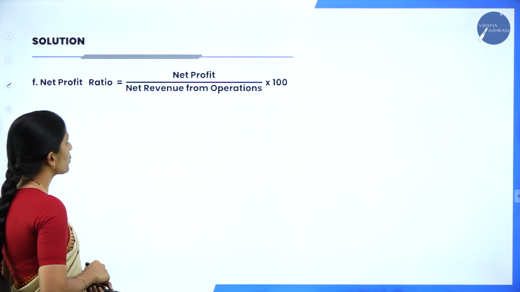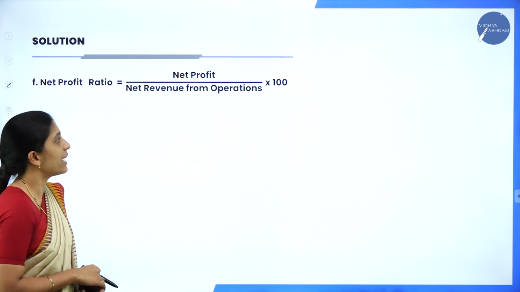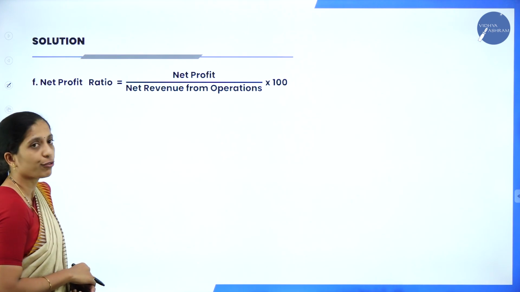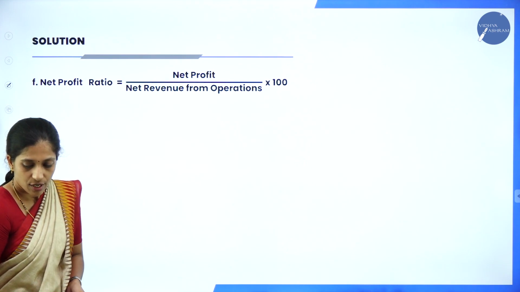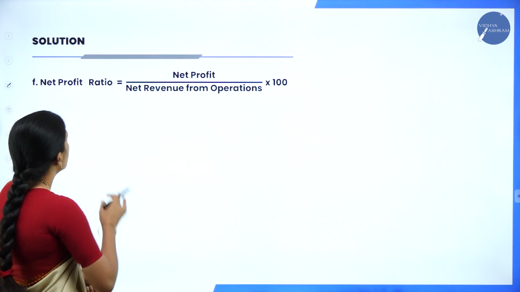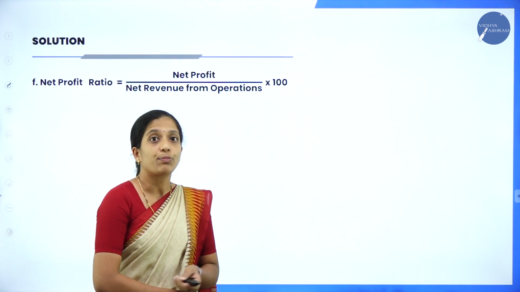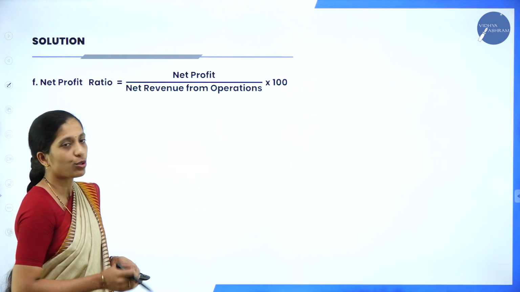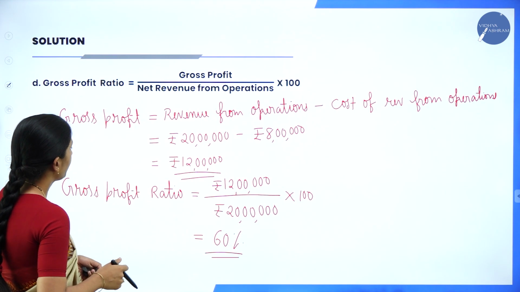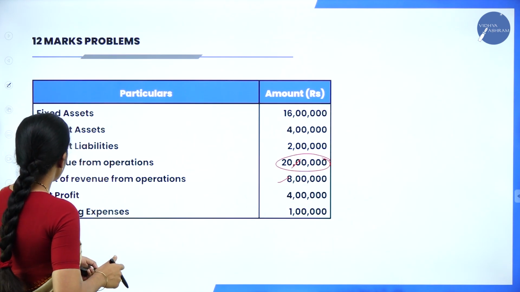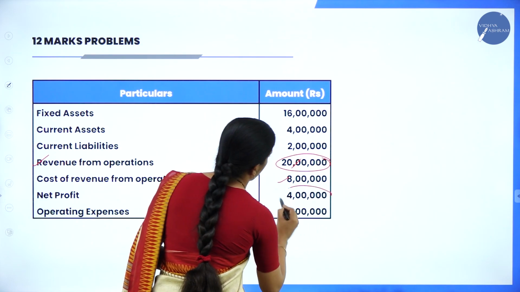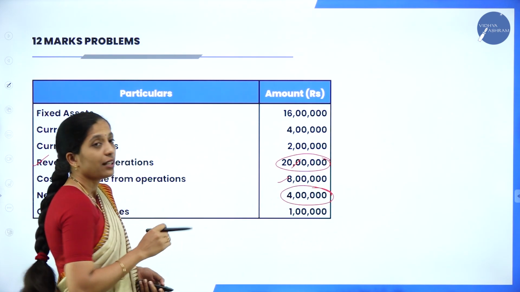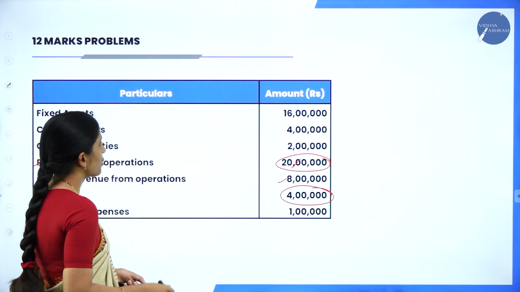Now moving on to the next one, net profit ratio. Your formula is net profit divided by net revenue from operations into 100. So how to find out net profit? Let us see the question, whether they have given us net profit. Yeah, they have given 4 lakh. 4 lakh divided by net revenue from operations, that is your 20 lakh.